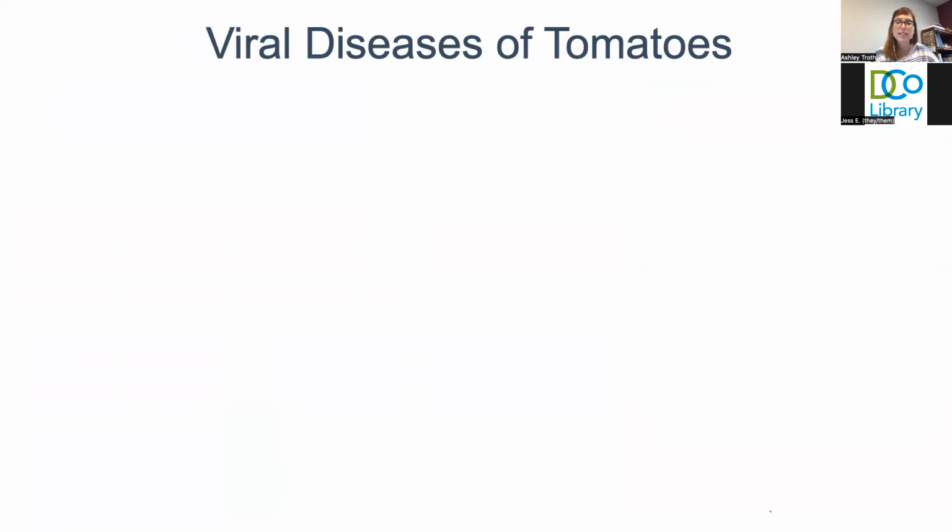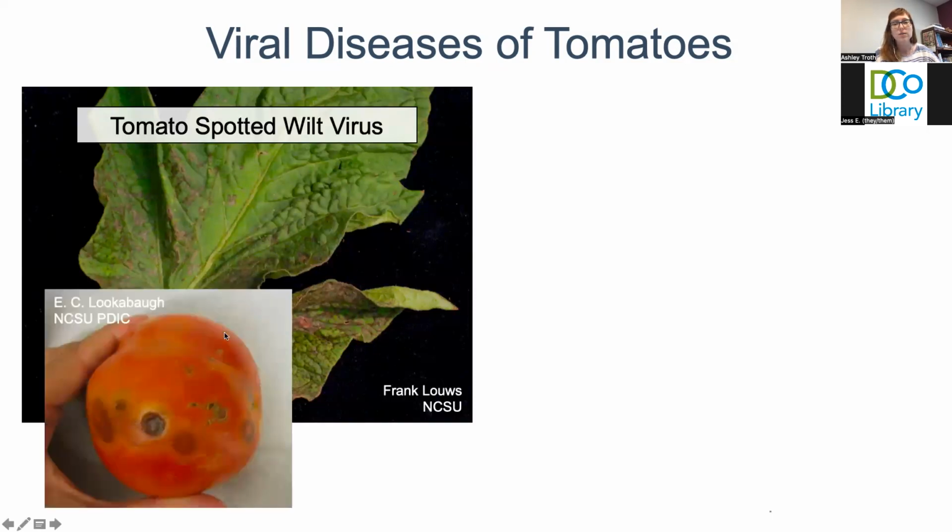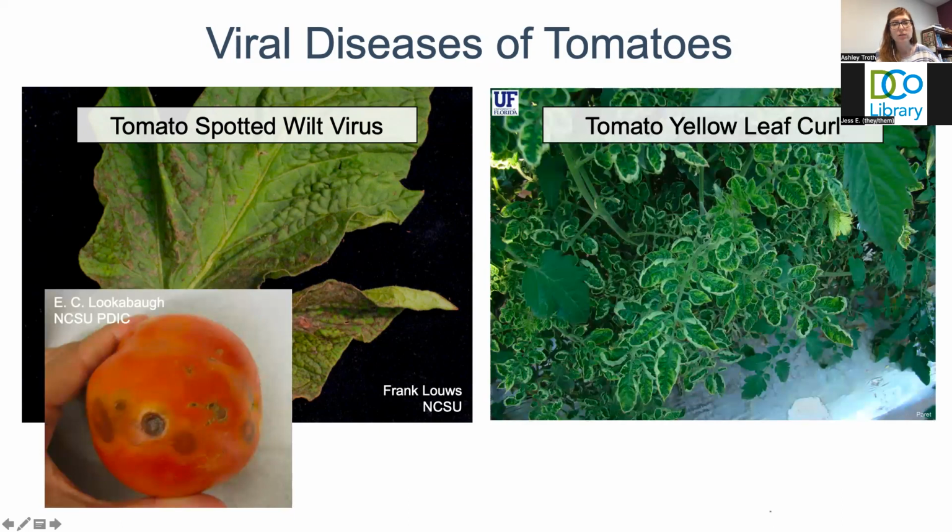There are some viral diseases you might run into on tomatoes. There's some on rose, right? Rosette is a viral disorder that is actually spread by a thrips. So it's spread by an insect. Some of the major ones you can run into on tomato that I think are really interesting are tomato spotted wilt virus and also tomato yellow leaf curl.